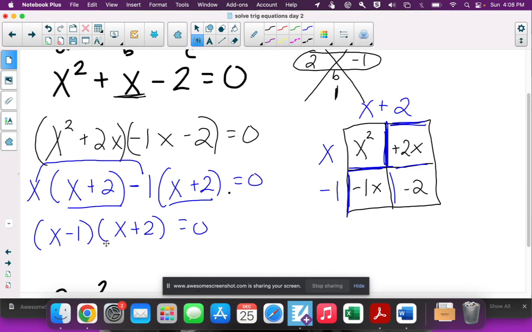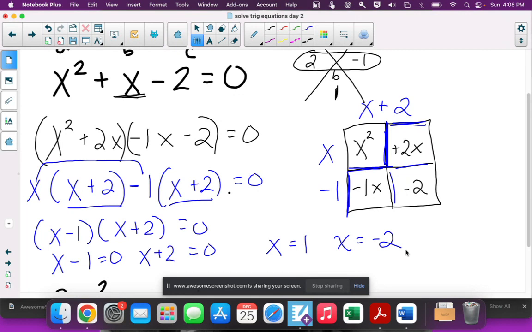Once you get it down to its factored form, you then take each piece, because it is equal to 0, and you have to solve them individually, because basically what you've done is you've taken a quadratic problem, an x squared, and broken it down to two linear problems that you can actually solve very, very easily. So your answers here would be x equals 1 and x equals -2.